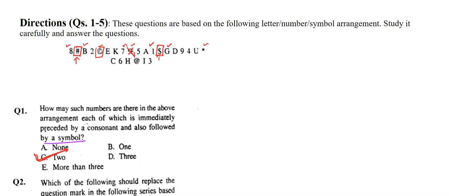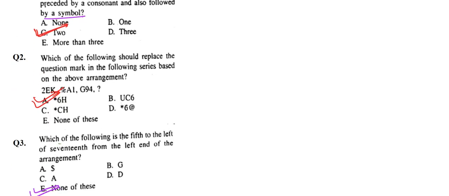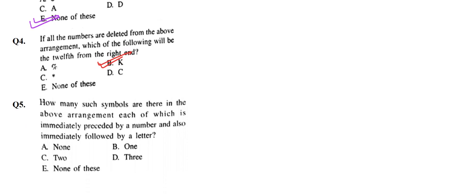Now the next symbol is here, which is not preceded by a number, so we will not consider that. Again, the last symbol is this @, which is not preceded by a number, so we will not consider that also. I think I have rubbed one extra. Yeah, here we have a symbol which is preceded by a number as well as followed by a letter. So as you can see, we have 3 such symbols in this series which are preceded by numbers as well as followed by letters. We needed the number of such symbols. So the number is 3, which is option D, the correct answer to this question.